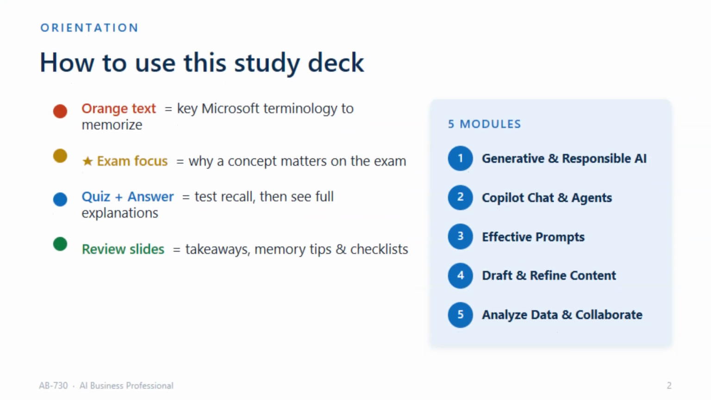Here's how to use this deck. Orange text highlights key Microsoft terms to memorize. Exam focus boxes explain why concepts matter. Attempt every quiz before reviewing answers. Review slides provide takeaways and memory tips. The deck follows 5 modules: generative and responsible AI, Copilot chat and agents, effective prompts, draft and refine content, and analyze data and collaborate.